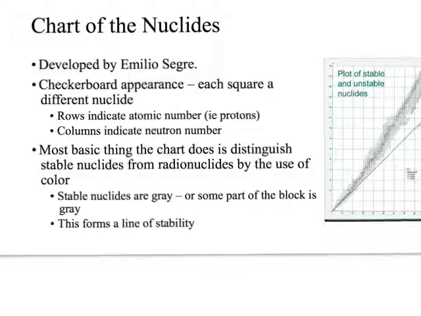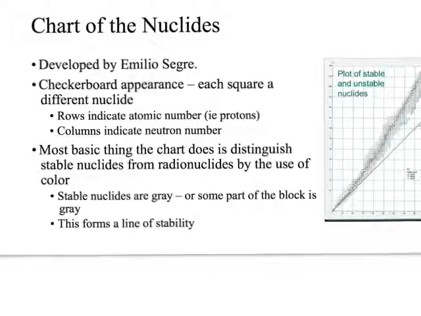And one easy way to remember that difference between isotopes and isotones is isotopes has a P, and so it's talking about protons, right? Isotones has an N, it's talking about neutrons. I don't know how you remember isobars. I guess it's the one that just is different.